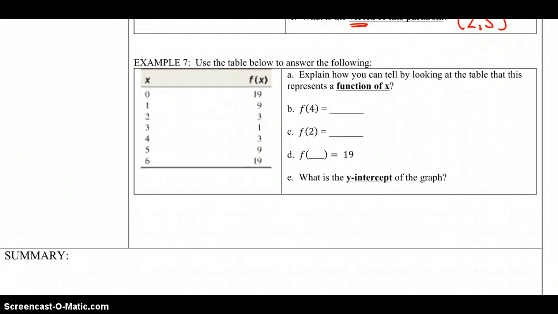Now let's look at some problems in the same way, only looking at a table. Explain how you can tell by looking at the table that this represents a function of x. For a function, each input has to have a unique output. So an input of 0 gives us an output of 19. 1 gives us an output of 9, and so on.